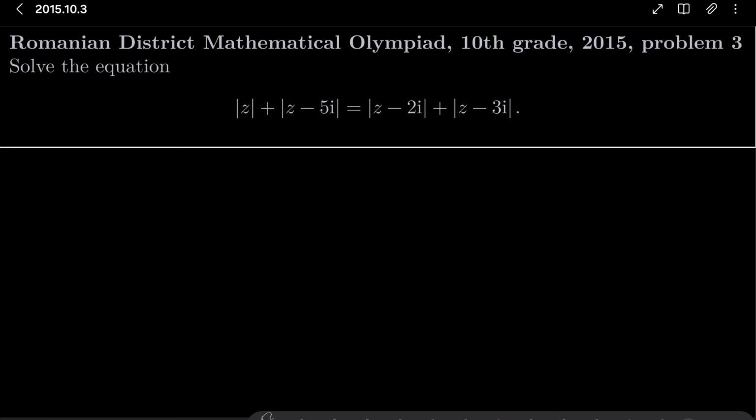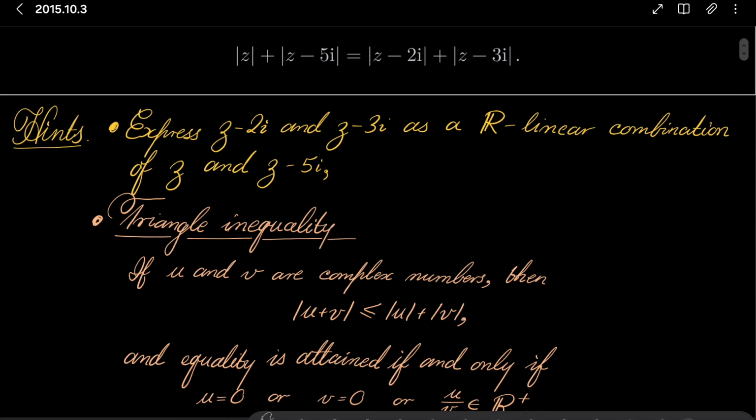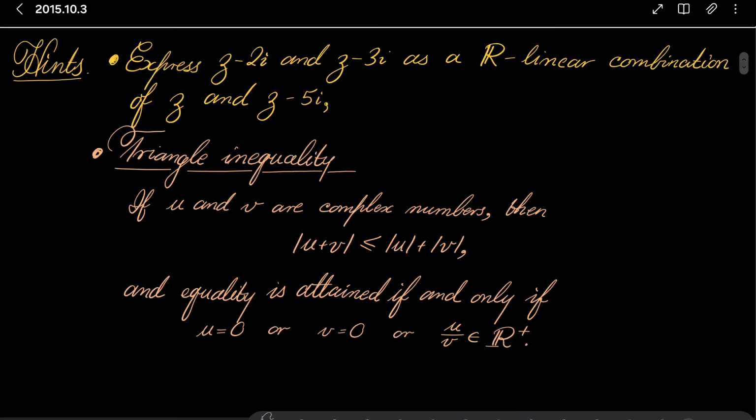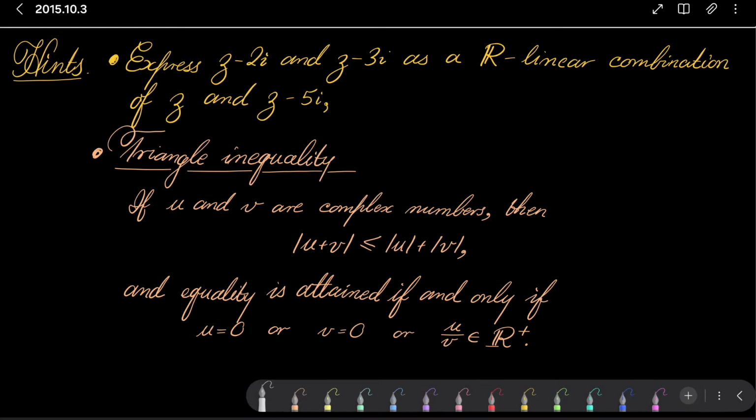Of course, we are dealing with complex numbers in this problem, as indicated by the presence of this constant i, the imaginary unit. So here are my hints for this problem. First, express z minus 2i and z minus 3i as an R-linear combination of z and z minus 5i. This should be easy. And crucially, use the triangle inequality, which says that if u and v are complex numbers, then the modulus of u plus v is less than or equal to the modulus of u plus the modulus of v, and crucially, the equality is attained if and only if either u is 0 or v is 0, or the ratio of u and v is a positive real number. Real number and moreover positive. So I'll give this problem a try and I will see you in just a minute.